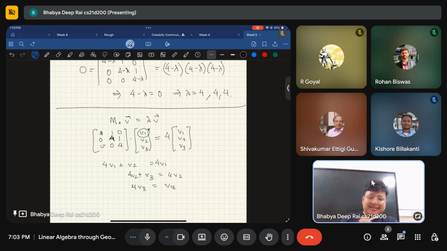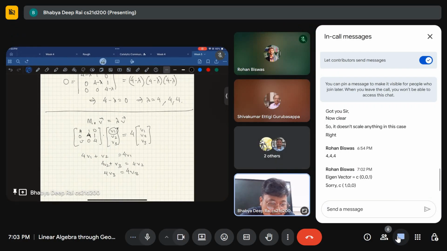Now we can just apply a simple substitution. 4v3 is equal to v3. Is that correct? Okay, so this is an interesting thing. Now what you get is 4v3 is equal to 4v3. So you might think that you can't really solve the system, right?